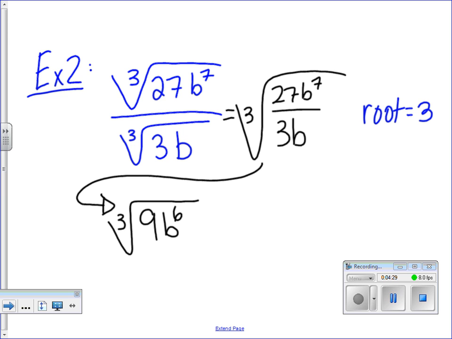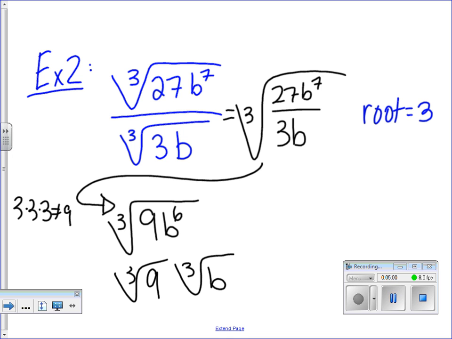And now I am going to simplify if possible. The cube root of 9. Okay, how many of you wanted to say 3? Be careful. 3 times 3 times 3 is not equal to 9, right? It's equal to 27. 9 is actually not a perfect cube, and there is no perfect cube that 9 is evenly divisible by. So actually the cube root of 9 is just going to stay as is.